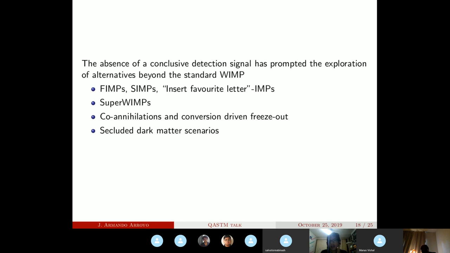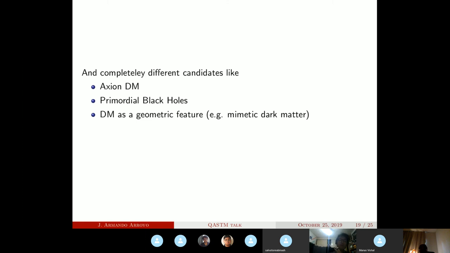So there are a lot of candidates now that are beyond the standard WIMP. For example, the FIMPs that are very popular right now, which stand for feebly interacting massive particles. I'll explain the idea in FIMPs right now, but there are also things called super WIMPs, co-annihilations, or secluded dark matter scenarios, which I have worked on a little before, so I can explain them in a second. And there are candidates that are completely different from the WIMP. For example, axions, which are also very popular. There are primordial black holes, which are not even particles anymore. Those are more in the category of MACHOs, the massive astrophysical compact halo objects.